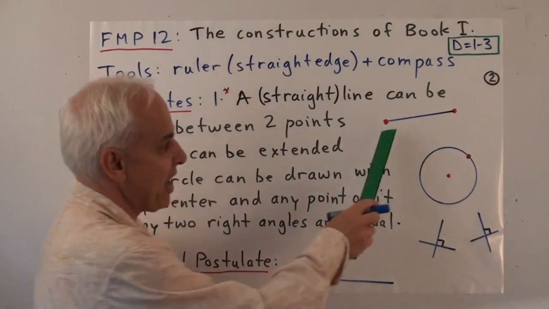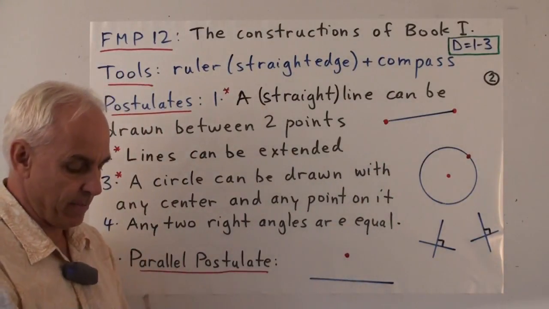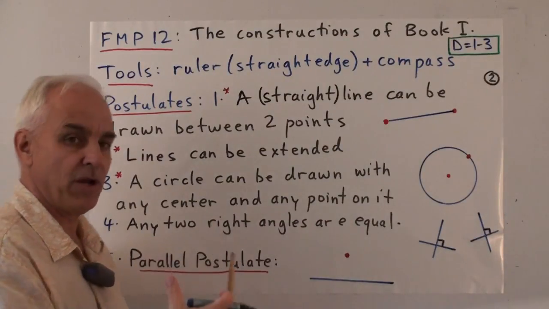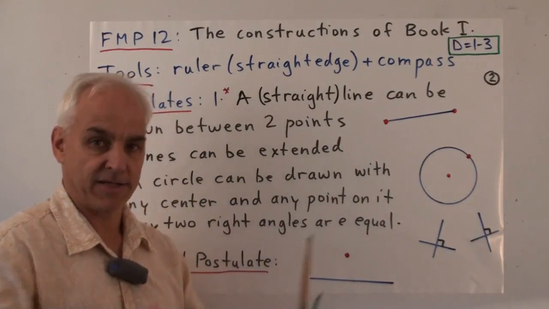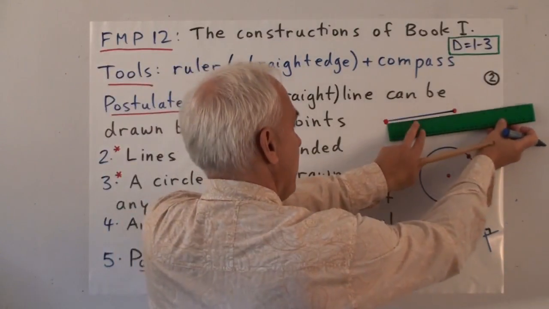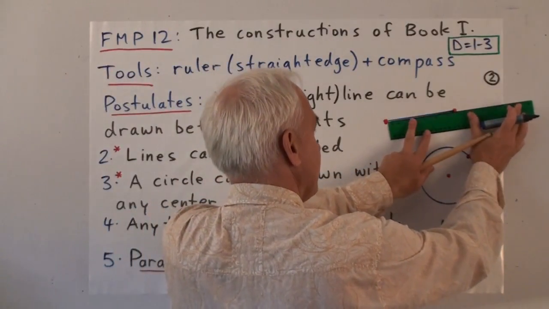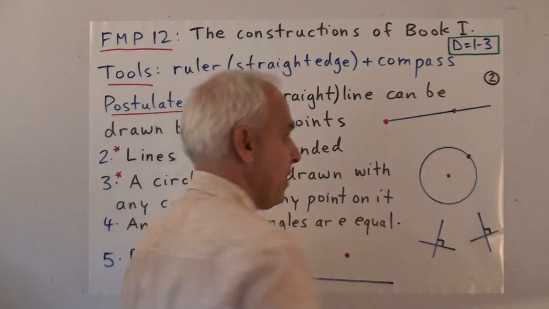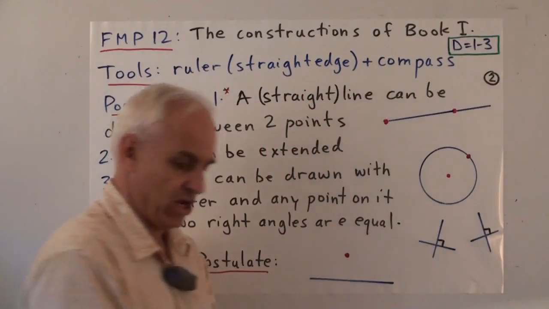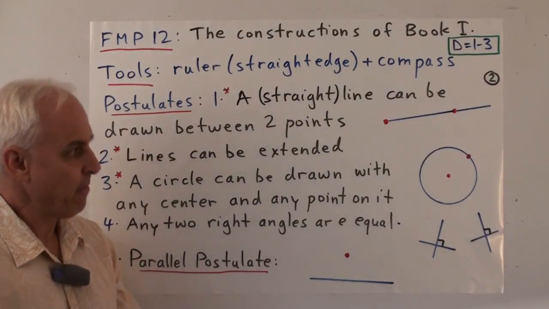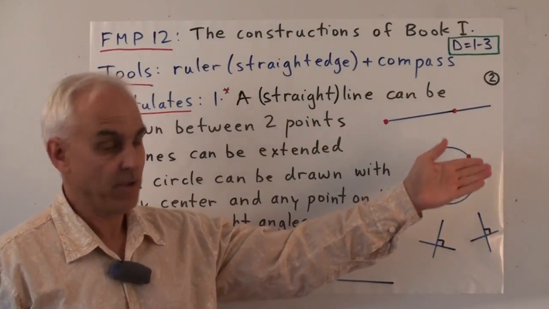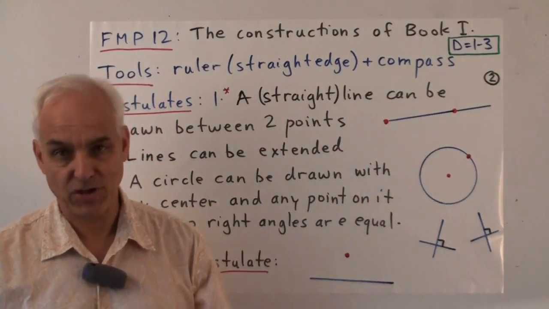The second postulate is that lines can be extended. So for example, this line here, which you might think of as a line segment, it certainly looks like that at finite now, but according to Euclid, we are allowed to extend lines as much as we want. So we could extend this line by placing our straight edge there and keeping on going. Of course, we're limited by the page that we have or the space available, but theoretically, at least, we're able to extend lines as much as we need to. And we can extend them in either direction.